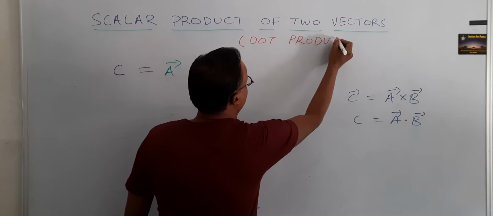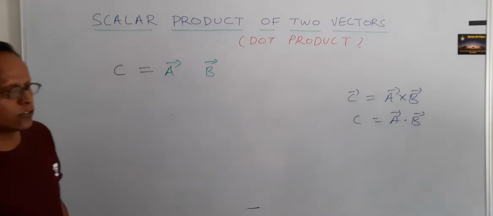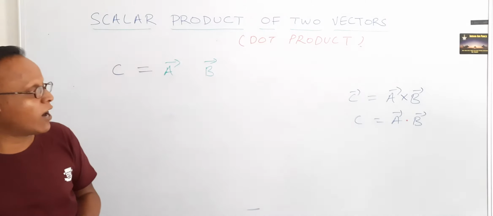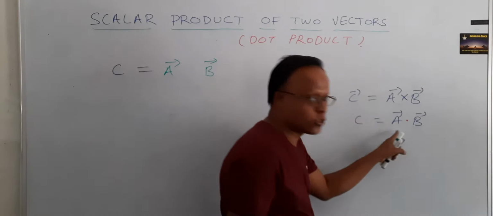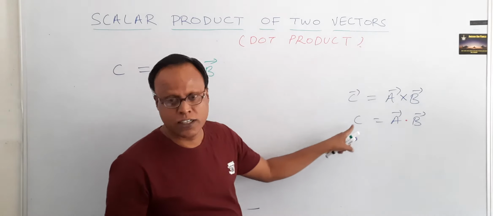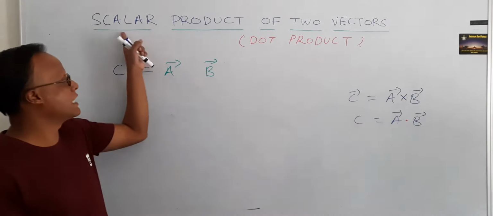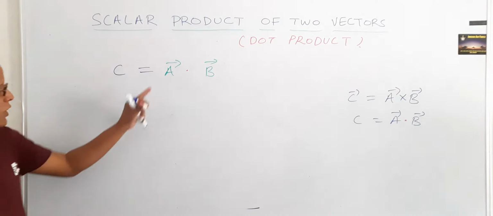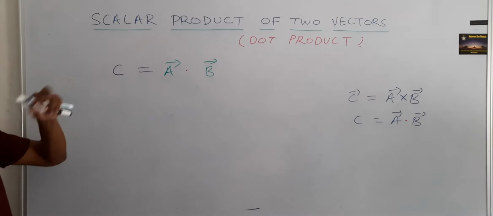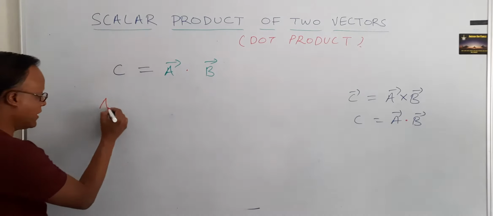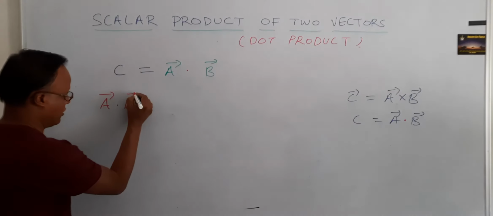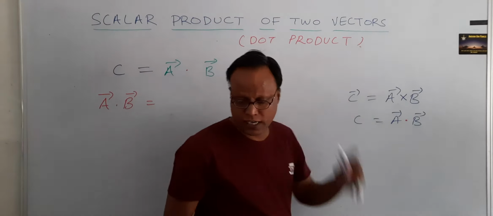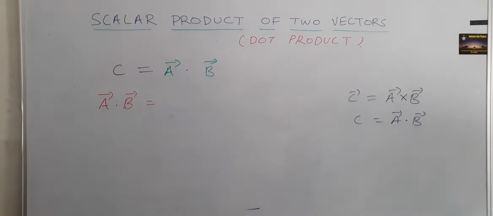I thought I would tell you this later, but let me say it now. This scalar product is also called the dot product of two vectors. So when you multiply two vectors, if you get a scalar quantity, this type of product is known as the scalar product or dot product. Here I use the dot sign. So A dot B is a scalar quantity C. I am now giving the mathematical definition of the scalar product of two vectors, or the dot product of two vectors.